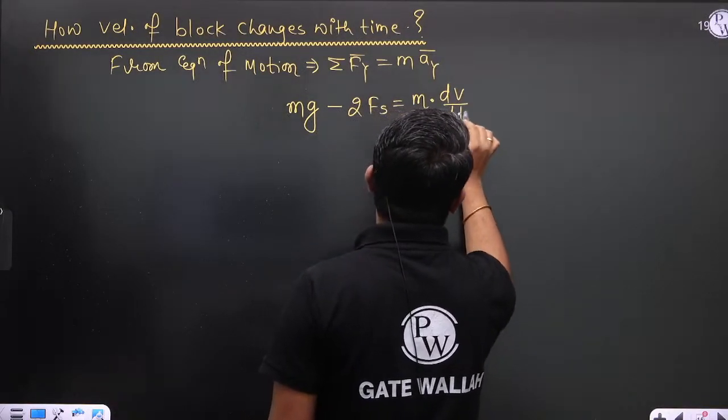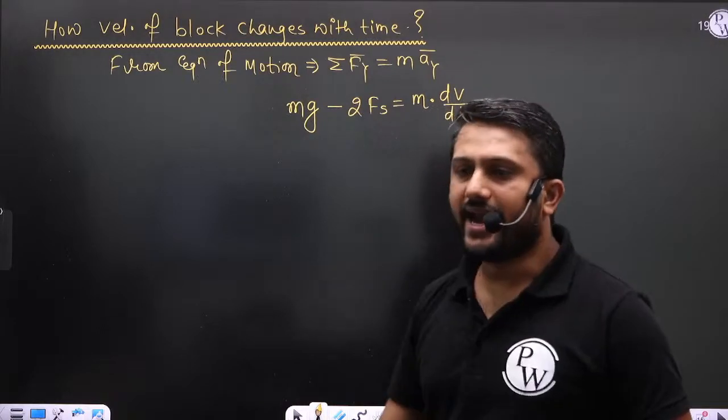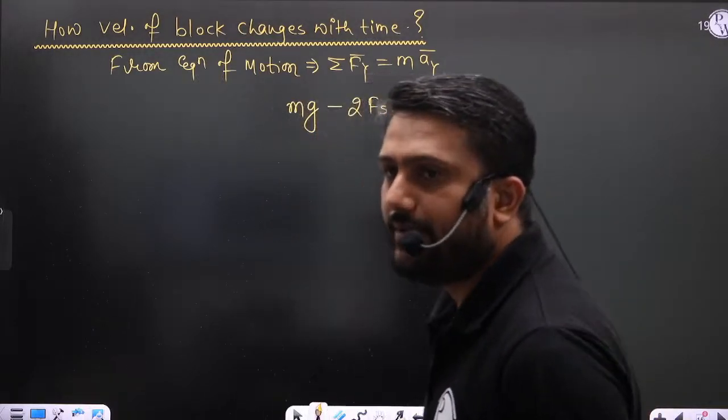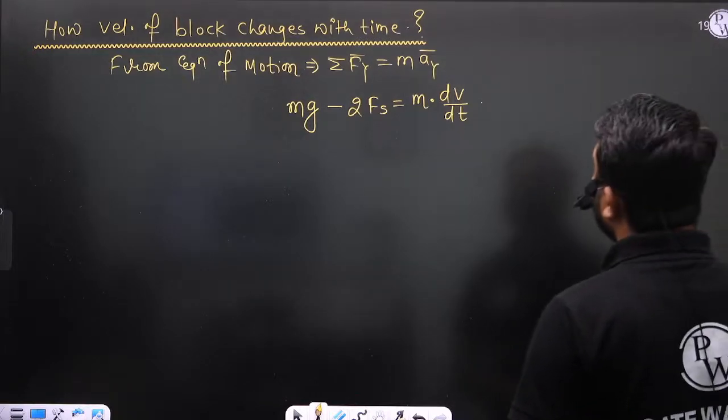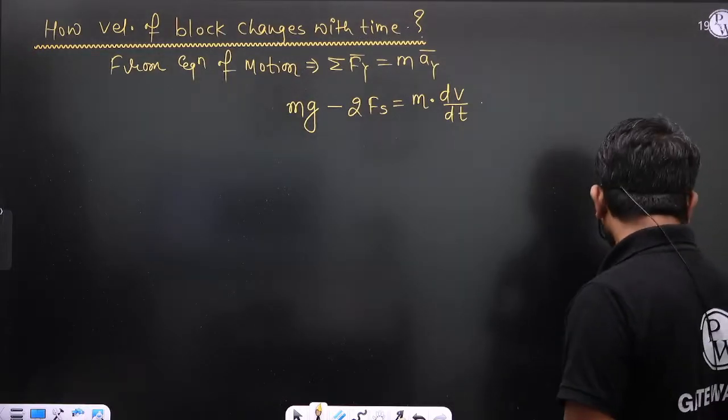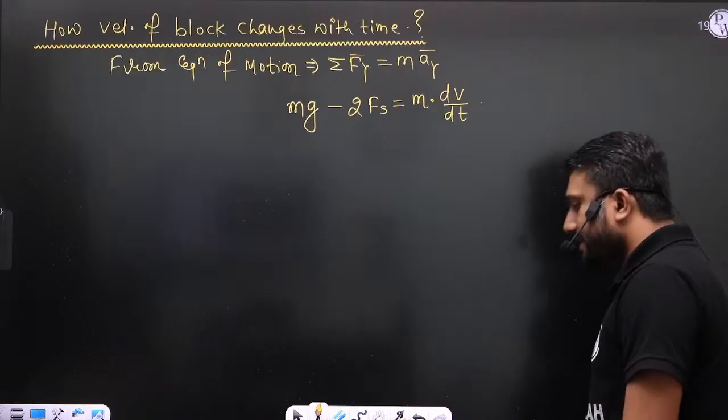We can write in this way now: mg minus 2Fs is equal to m multiplied by dv by dt. That expression, acceleration A, is equal to dv by dt.